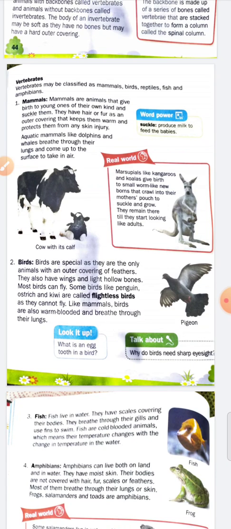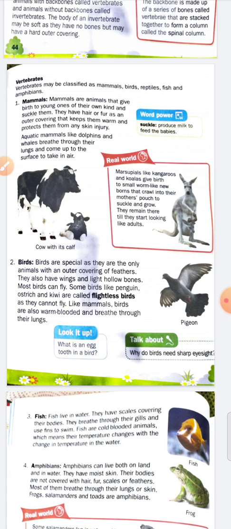Student, this mammals topic we have discussed in the previous chapter also. I think you know what mammals are. Yes student, mammals are animals that give birth to young ones of their own kind and suckle them. Suckle means produce milk to feed the babies. And you know student, they also have hair or fur as an outer covering, as it keeps them warm and protects them from any skin injury. We are also mammals. You can see the small hair on your body.